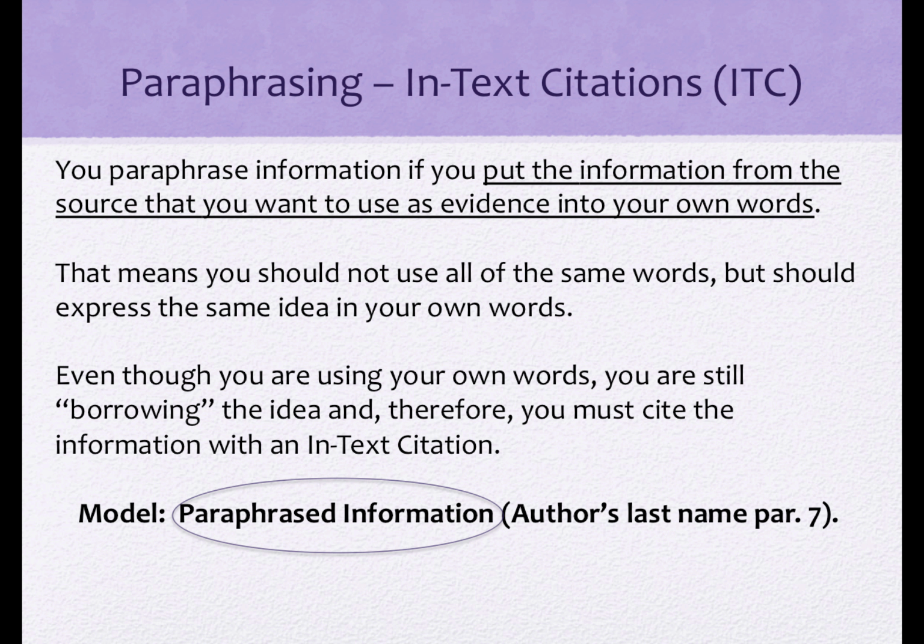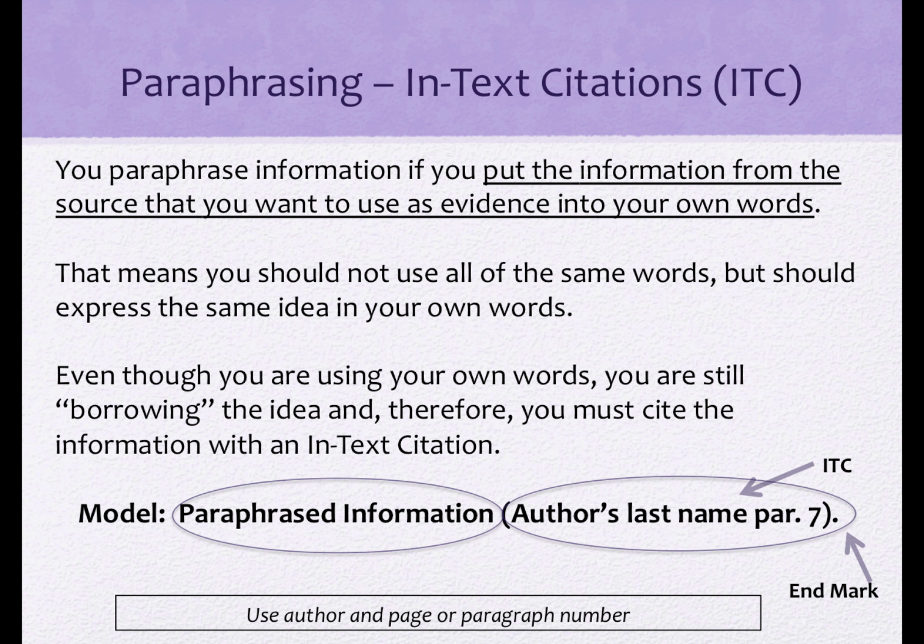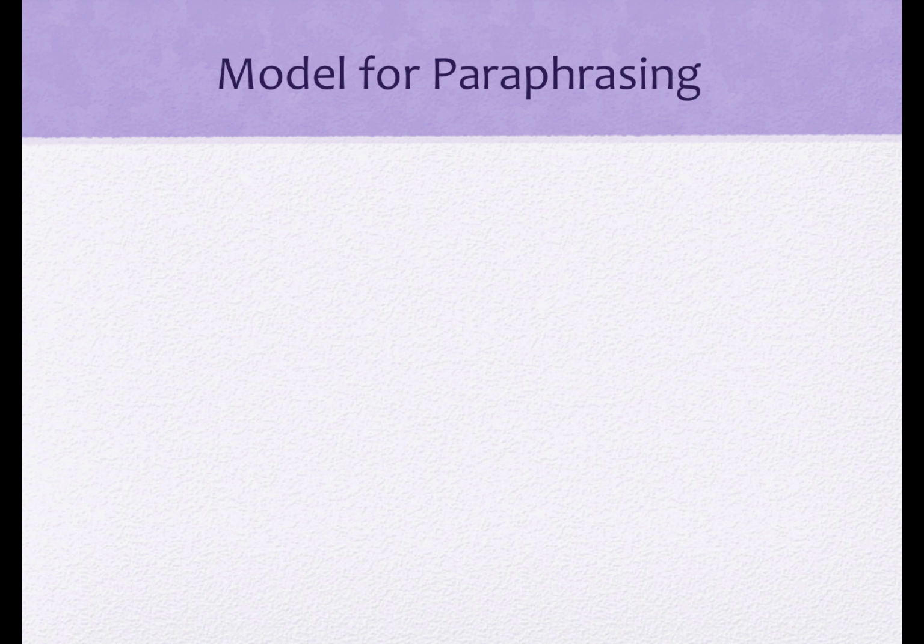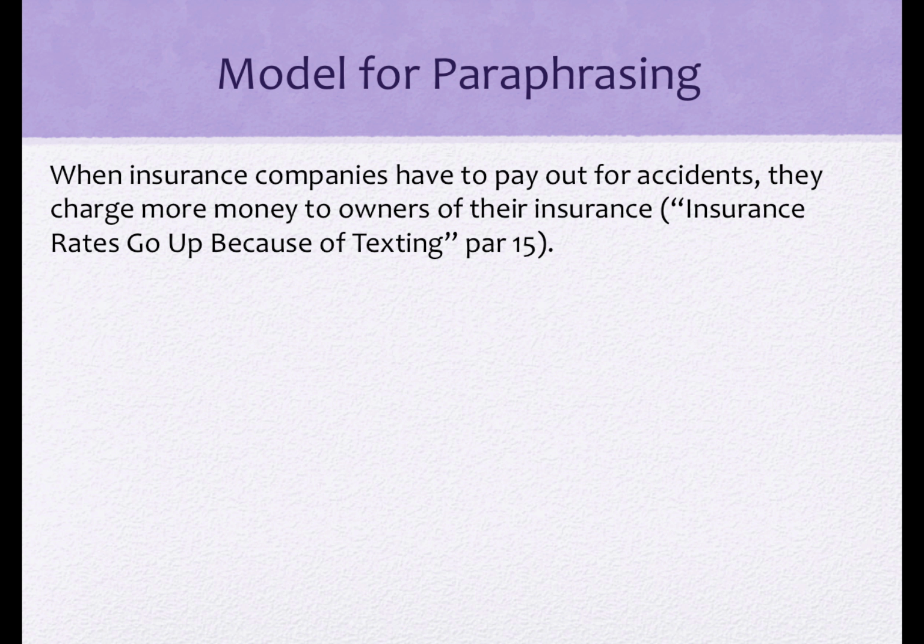You have paraphrased information. There's your in-text citation, the author's last name, paragraph number, page number, and there's the end mark. Here's a model for paraphrasing. This is a paraphrase: When insurance companies have to pay out for accidents, they charge more money to owners of their insurance. And it was taken from this article. You see the name and that paragraph number. There's the paraphrase. There's the in-text citation.